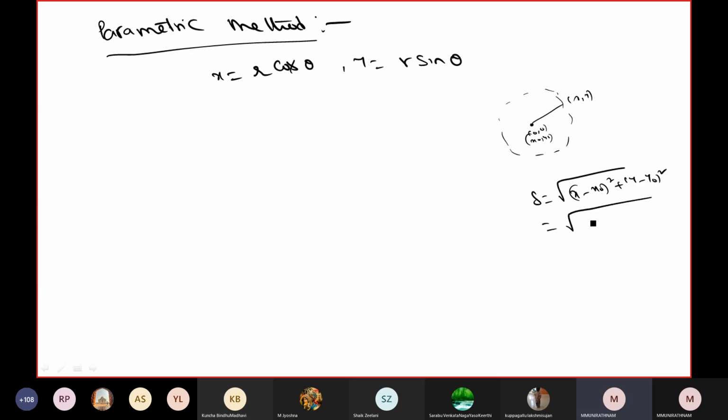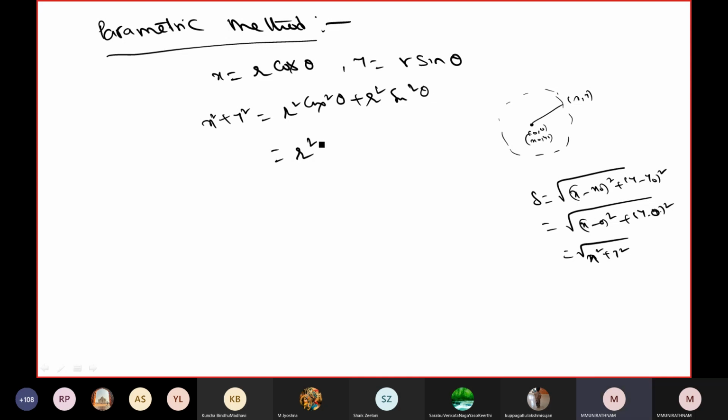So x naught is taken as 0, y naught taken as 0. So this is root of x square plus y square. In parametric form, x square plus y square will be r square cos square theta plus r square sin square theta, so that will be r square into 1. So root of x square plus y square will be root r square, nothing but r.